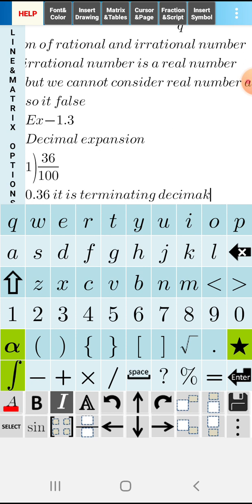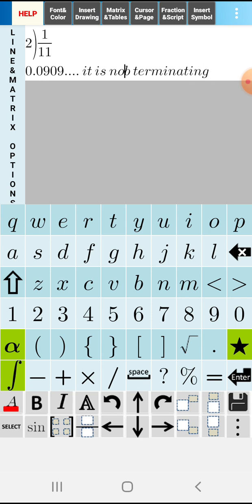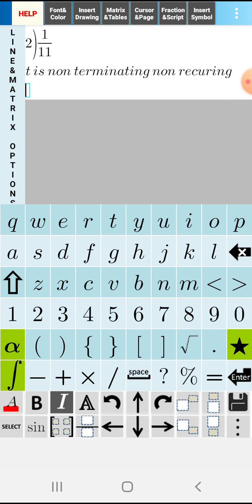I will do another one. The second question is 1 by 11. When you divide it, you get 0.09 and it will keep on going, so it is non-terminating, because it is still going on and has no end. As I said, if it has no ending, it is non-terminating, or non-recurring. And the terminating thing, we can say, is recurring.